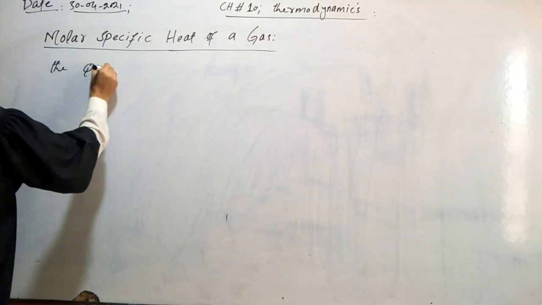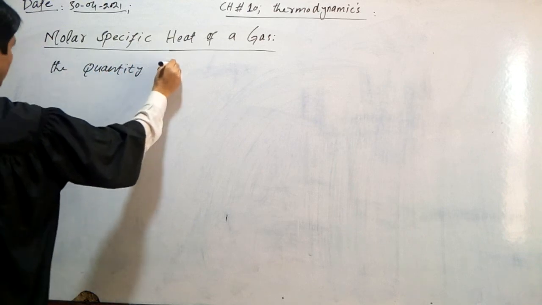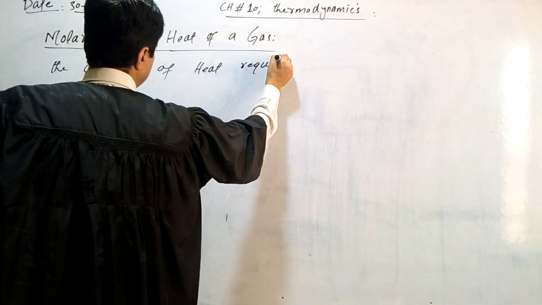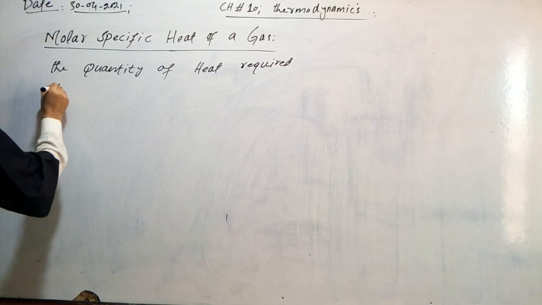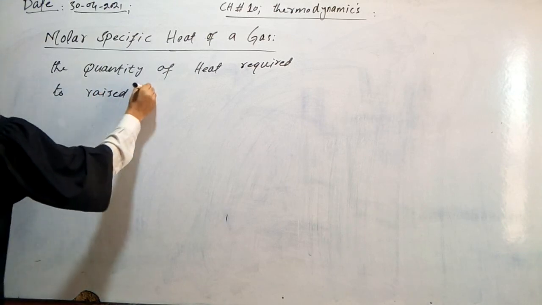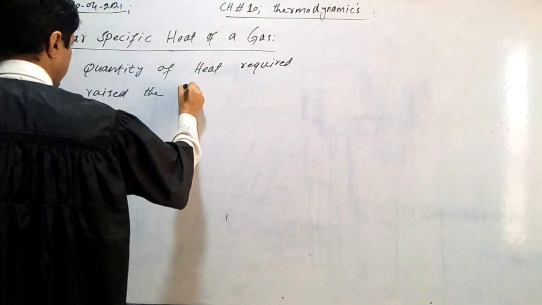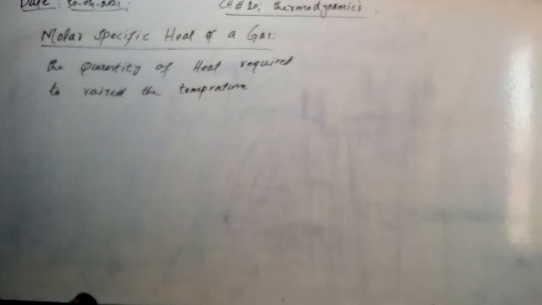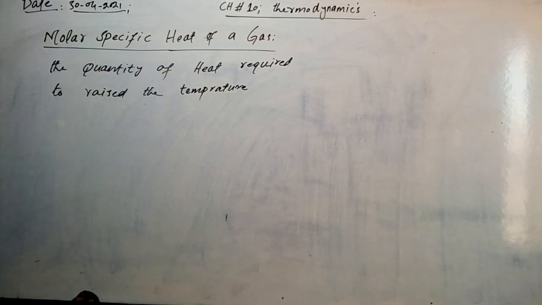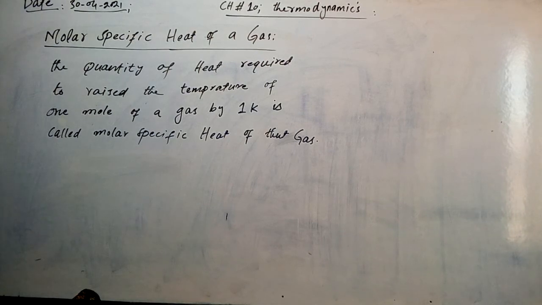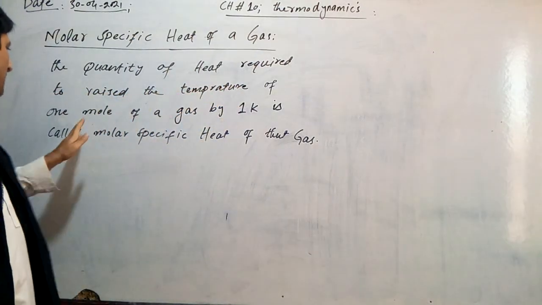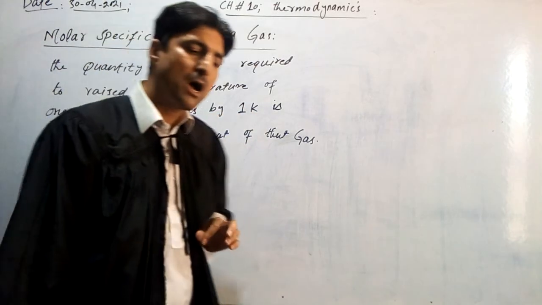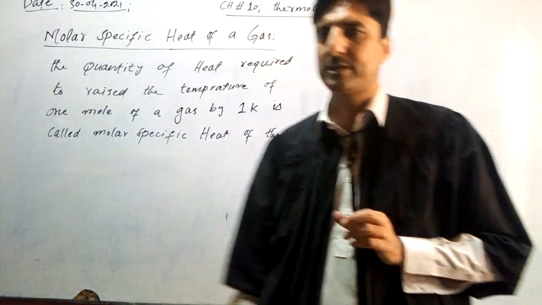The quantity of heat required to raise the temperature of 1 mole of a gas by 1 Kelvin is called molar specific heat of that gas, or it is also known as molar specific heat capacity of that gas.